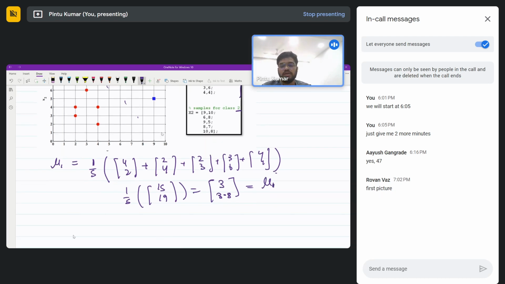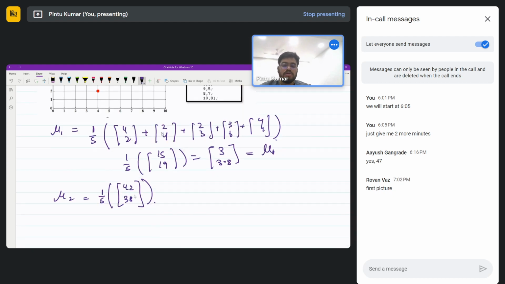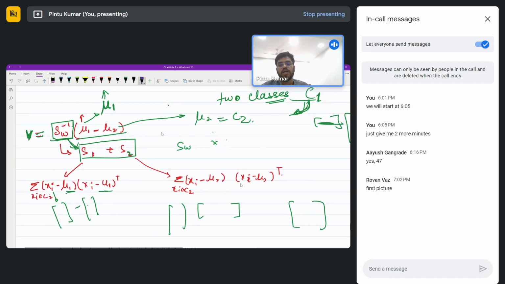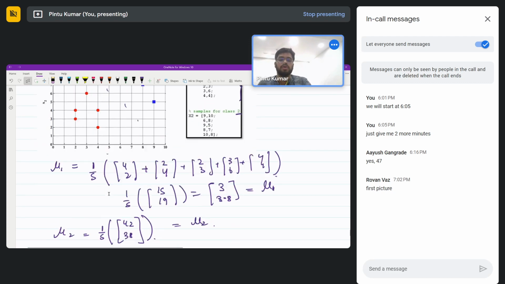Similarly, you can try finding mu2. I won't write the complete formulation; we can just sum over here. 9, 6 is 15, 9, 24, and 8 is 32, 42. So 1 by 5 times 42. The second component is 18, 5, 23, 30, and this is 38. So this is the mean that you get for mu2. I'll also calculate one of these, S1 and S2, so that you know how to calculate them.